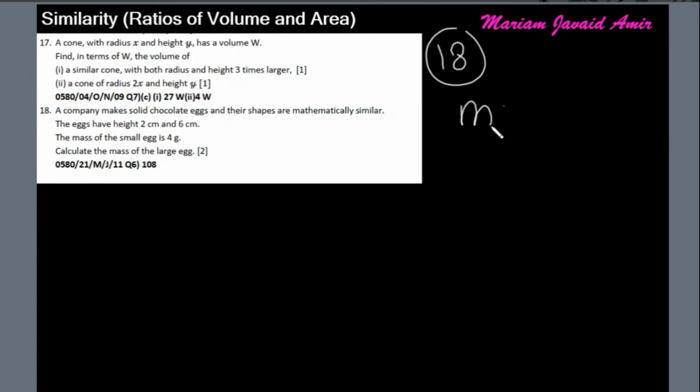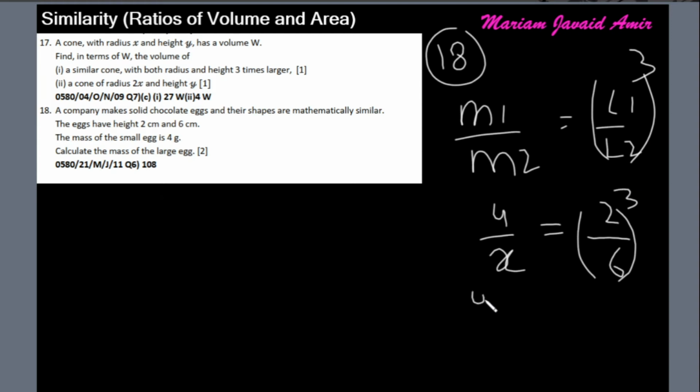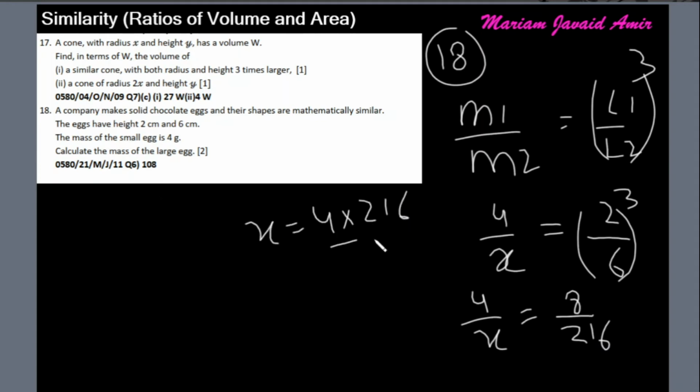So again we'll use the formula m1 over m2 equals L1 over L2 whole cube. So mass of the smaller egg is 4. We need mass of the bigger egg. Let's call it x. L1 is smaller, length is 2. The larger length is 6 whole cube. So this becomes 4 over x equals 8 over 6 cube, which is 216. Now simply cross multiply, x equals 4 into 216 over 8.